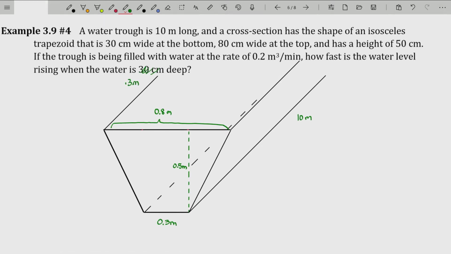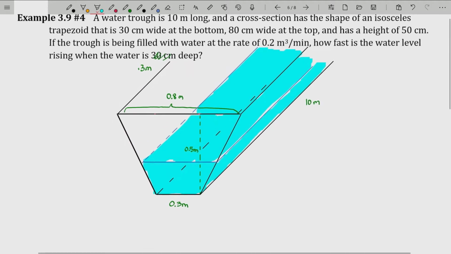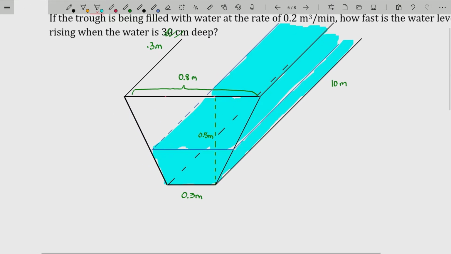All right, so let's draw some water in there too, just because we can, and I feel very happy with my drawing right now. Anyhow, we want to know how quickly the water level is rising when the height of the water, let me just say the height of the water here, is 0.3 meters. Now it's not 0.3 meters forever, so I'm not going to substitute that into any formula initially, but it is 0.3 meters when we stop time to measure how quickly the volume is changing, or how quickly the height is changing.